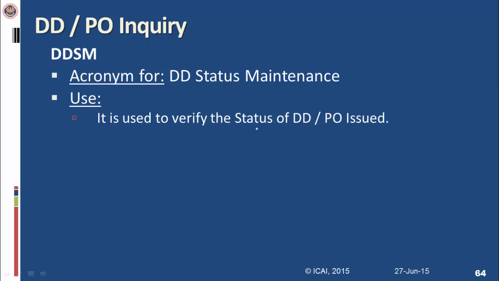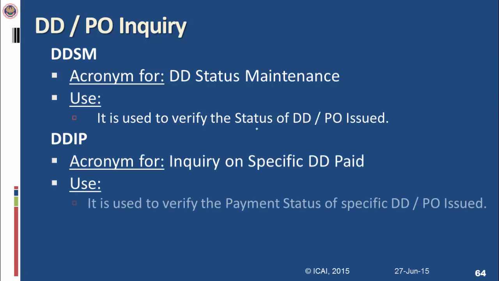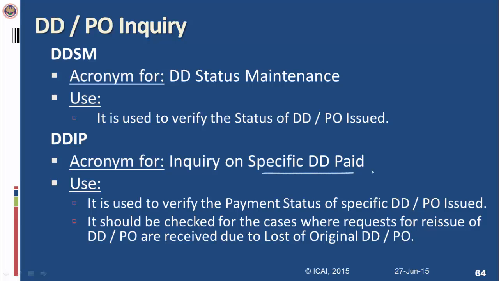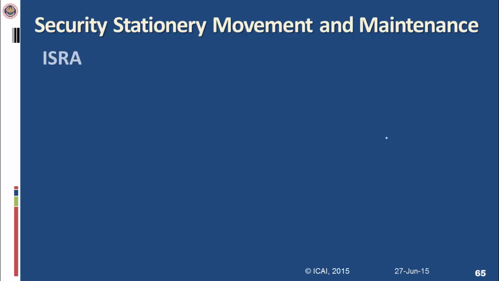DDSM, that is DD status maintenance. If you want to verify the status of a particular DD, then we can use the DDSM. Irrespective of the DD status, it will give the information. However, if you want to verify a specific DD, that is whether the DD is paid or not, we can check it through DDIP, that is inquire on specific DD paid. Right, it is used to verify the payment status of a specific DD issued, and it should be checked for the cases wherein requests for reissue of DD or PO are received due to loss of the original DD and PO.